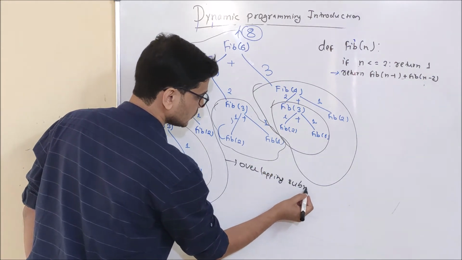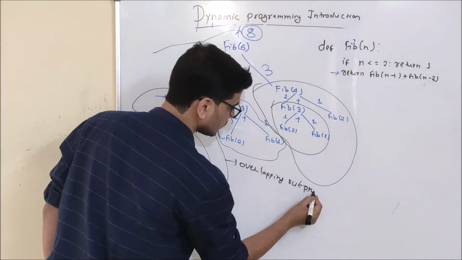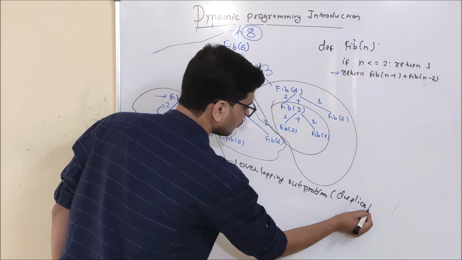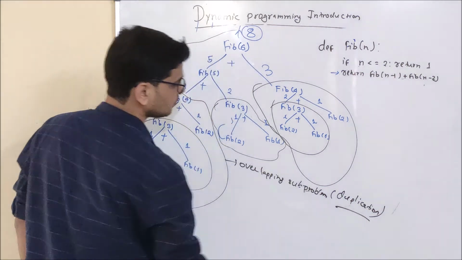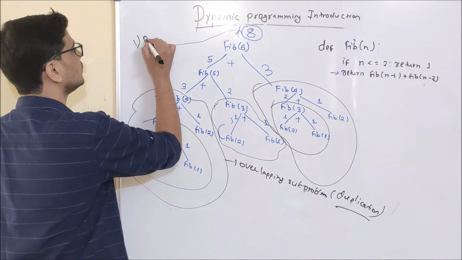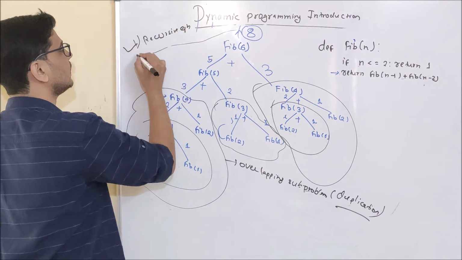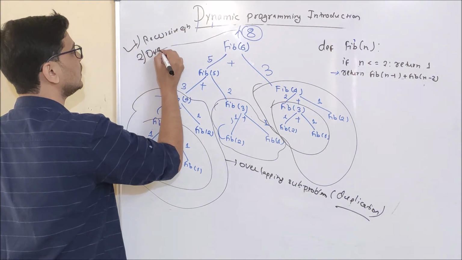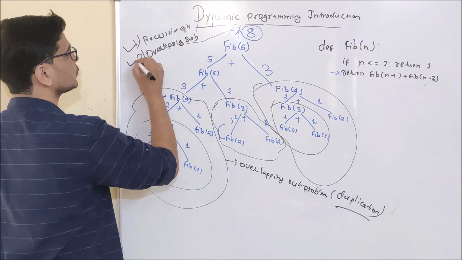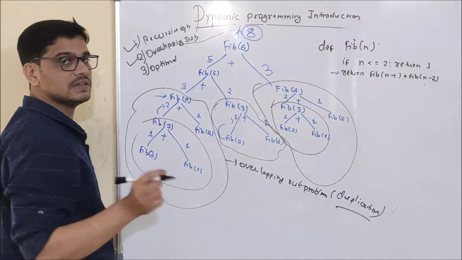overlapping subproblem. Okay? That is duplicate problem, calling the same function many times. So the first condition for the DP recursive equation is satisfied. The second condition, overlapping subproblem, is also satisfied. And what was the third condition, if you remember? Optimal substructure.